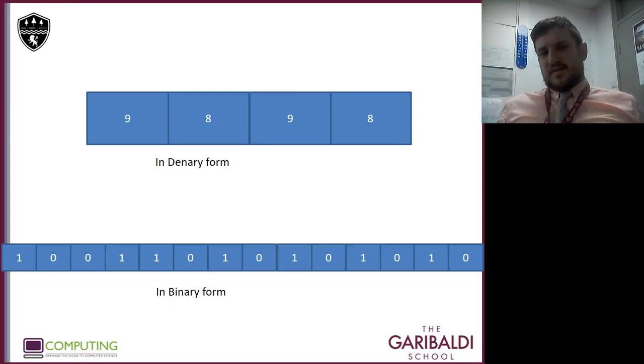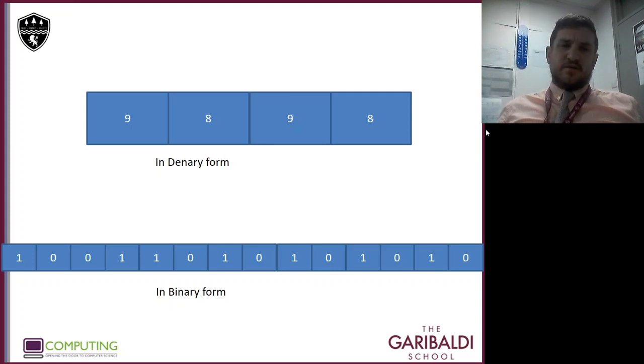Before we start, we need to think about how we use number systems in our everyday lives. So what I've done here is I've written the number 9,898. Now I've written this in what we call decimal, which is the number system we use in our everyday lives. And then I've also written the number in binary. So this number here, 100110101011010, it's very long, is actually 9,898 as if we'd written it in binary.